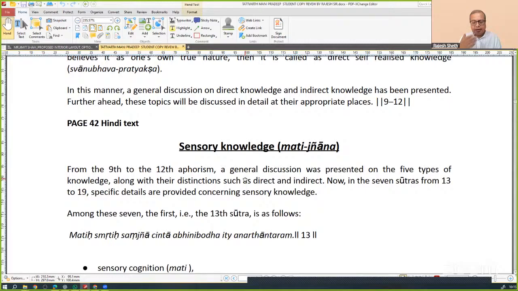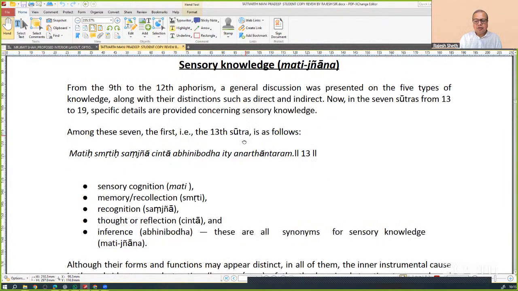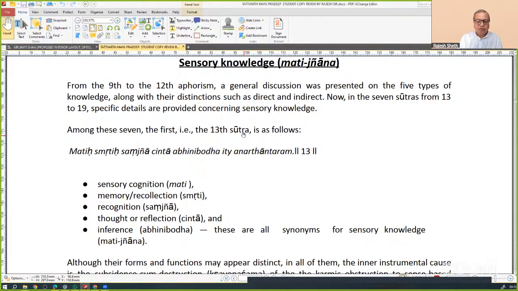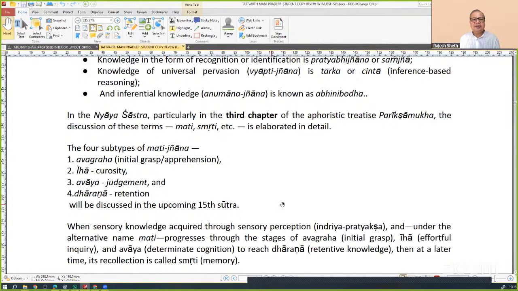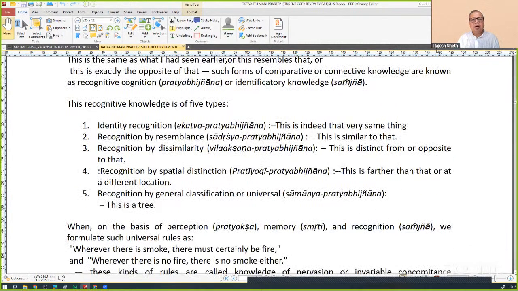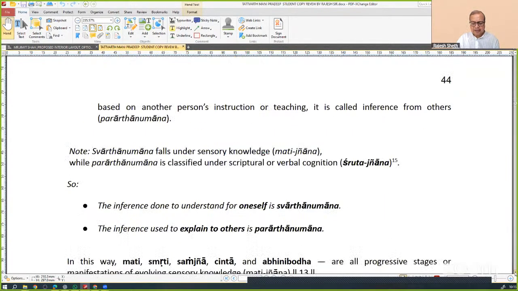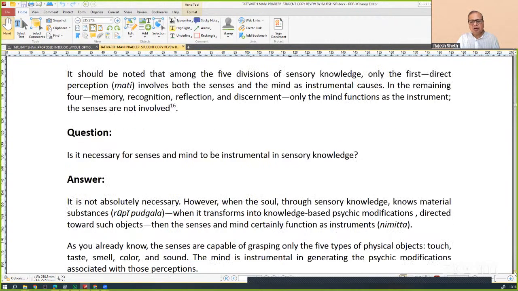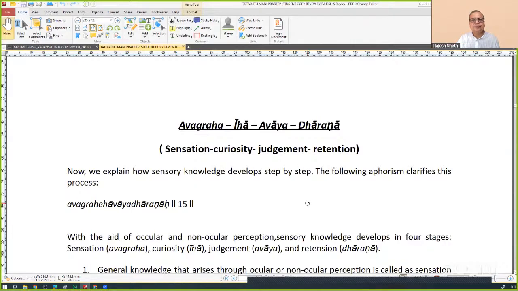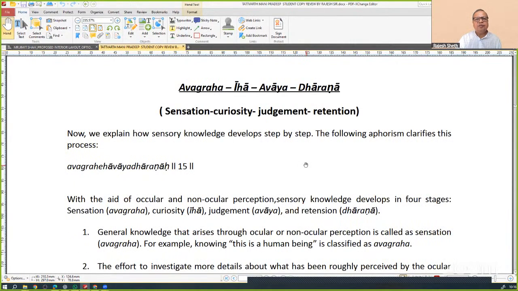Now we are coming on to the Mati Gyan, sensory knowledge. It starts from the 13th to the 19th sutra. So first we will see the 15th sutra, and then we will come back to the 13th sutra, the 13th aphorism. Page number 46. Avagraha iha avaya dharana. Aphorism number 15. So this is the sutra number 15. It says Avagraha iha avaya dharana.